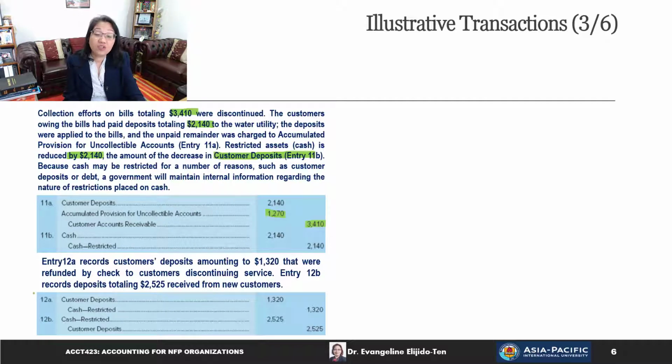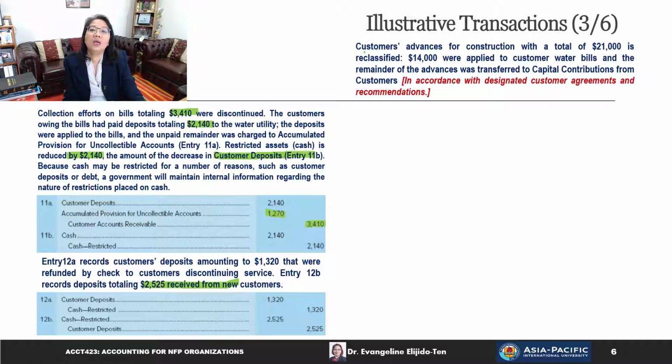All right. Entry 12B records deposits totaling 2,525 received from new customers. So when we have new customers, they also need to pay deposits. So the cash we collected from new customers will be debited to cash restricted 2,525 and will credit customer deposits 2,525.